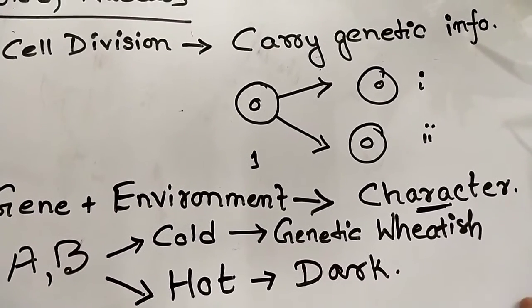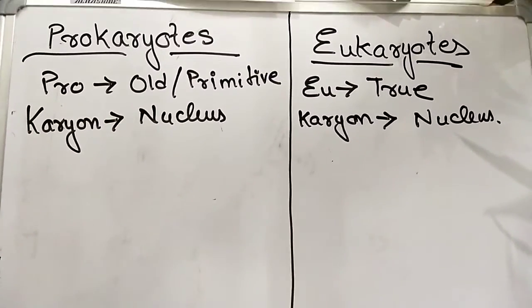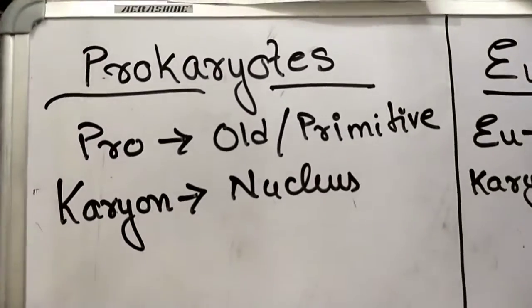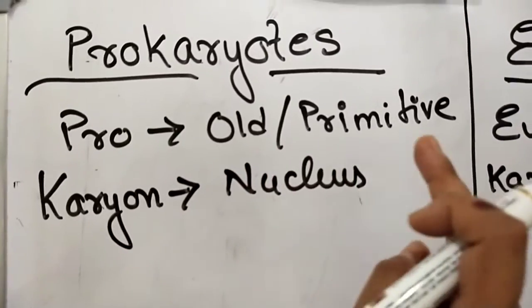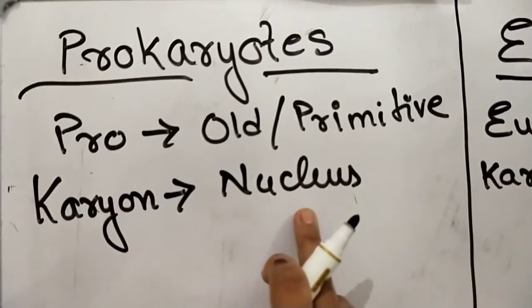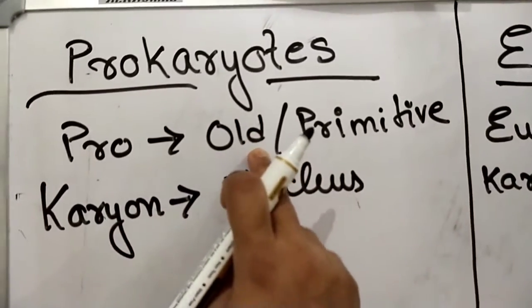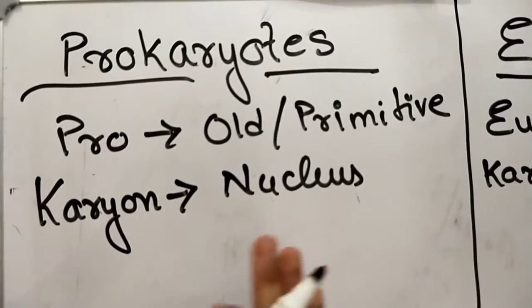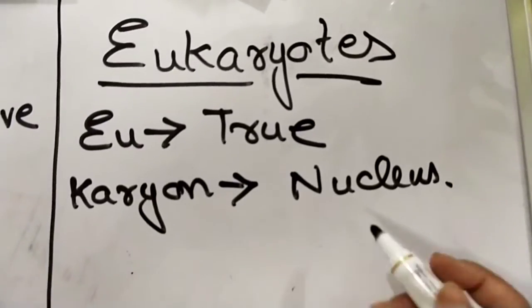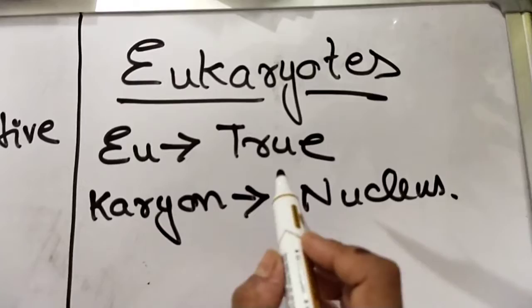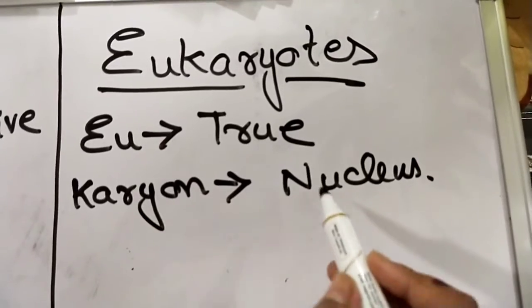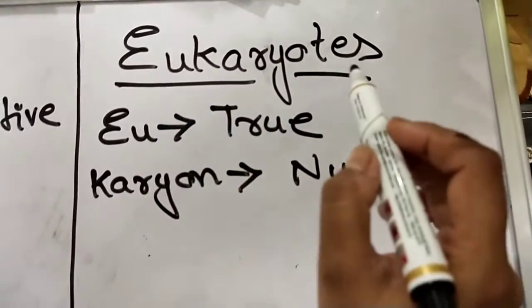The next thing is about prokaryotes and eukaryotes. In prokaryote, we will first see what the name means. Pro means old or primitive, that means something that is old. And karyon means nucleus. So organisms whose nucleus is of old type will be known as prokaryotes. And in eukaryotes, the nucleus will be of true type. Why true? We will discuss it now. But remember, eu means true, karyon means nucleus. So the organisms having a true nucleus are called eukaryotes.